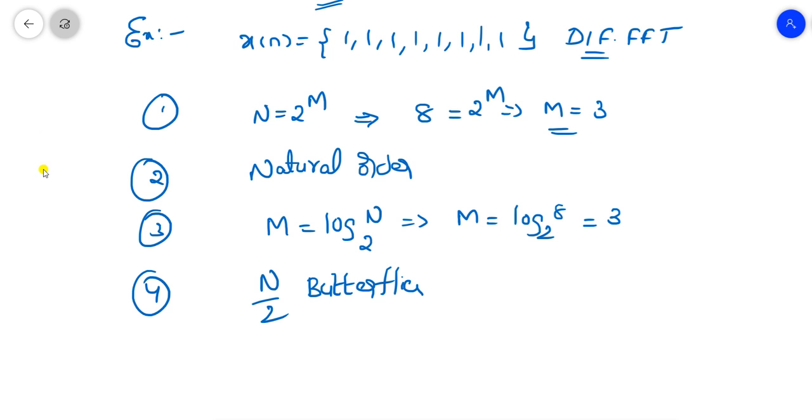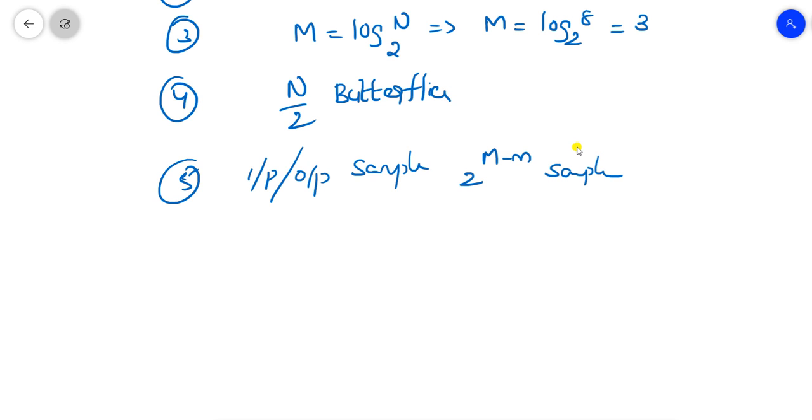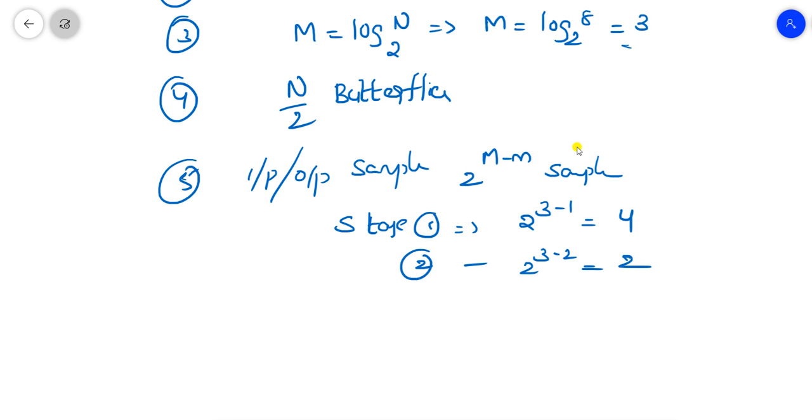The next step is the input output samples, which are separated by 2 to the power of m minus m samples. Our sequence is 8 samples, so the number of stages is 3. For stage 1, the separation is 2 power 3 minus 1, which is 4 samples. For stage 2, 2 power 3 minus 2 is 2 samples. For stage 3, 2 power 3 minus 3 is only 1 sample. This is very important.